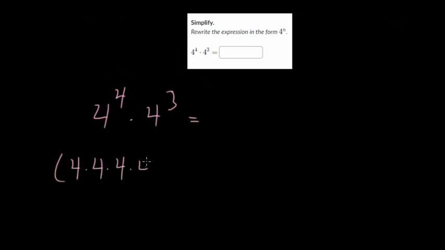And we'll do one final problem here. So we need to simplify this expression and rewrite it in the form 4 to the n. So 4 to the 4th times 4 cubed. We have 4 of these 4s multiplied together. Remember, it's always the base multiplied that many times. And here we have 4 multiplied 3 times. So 4 times 4 times 4.